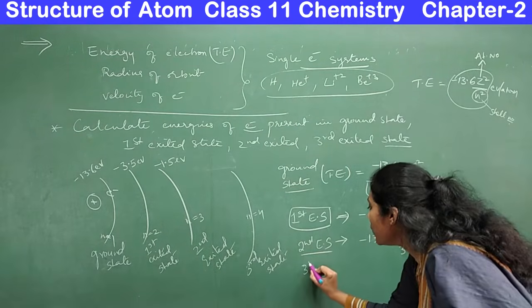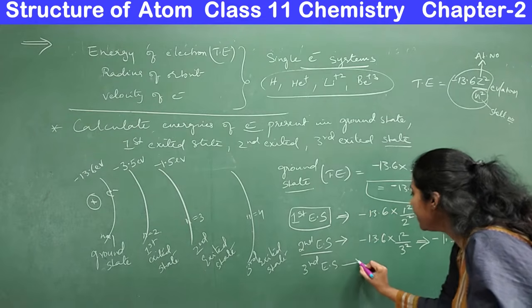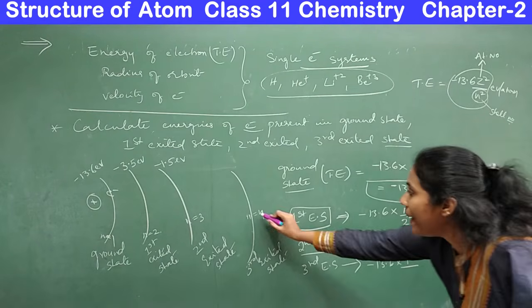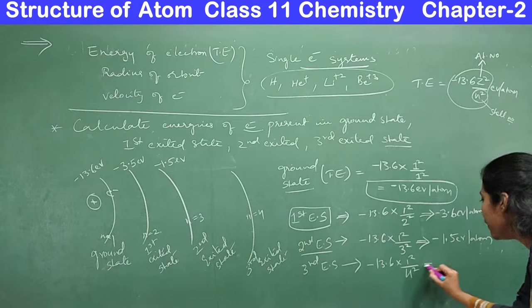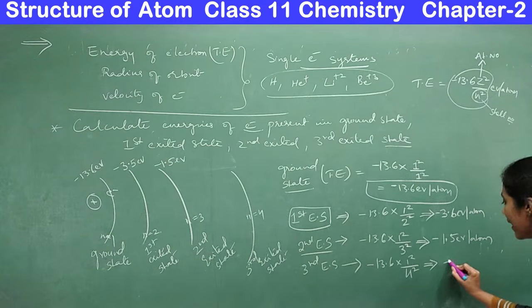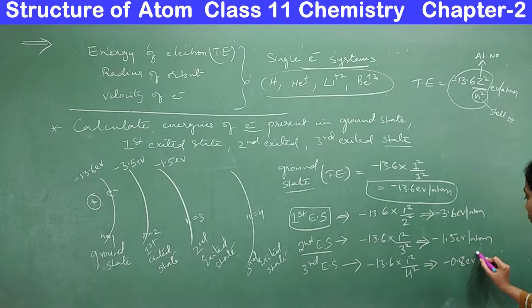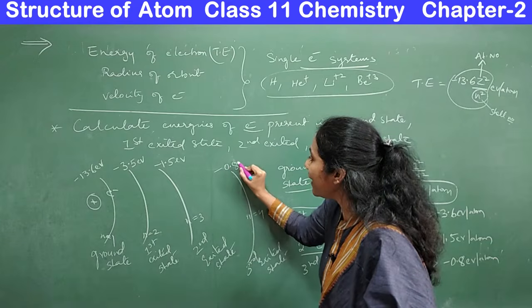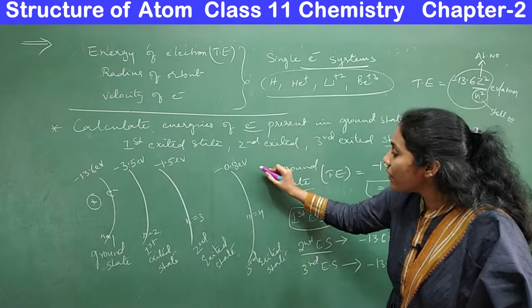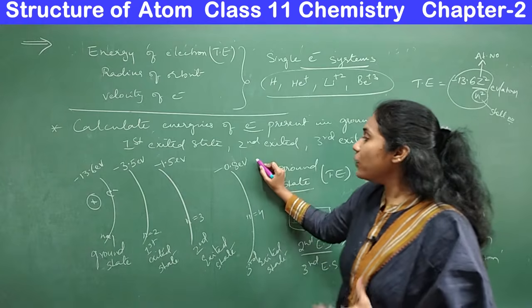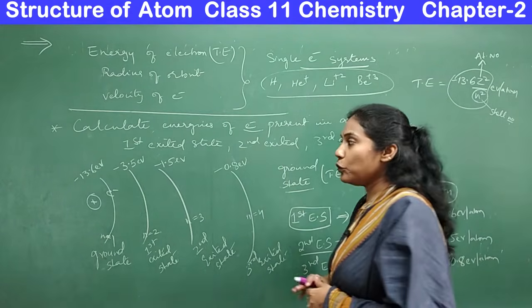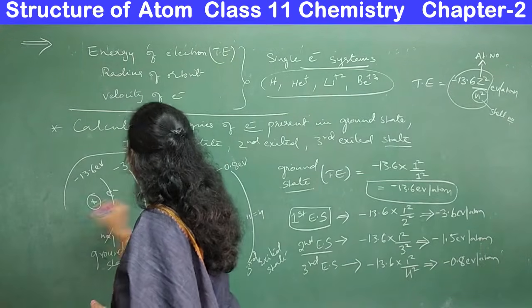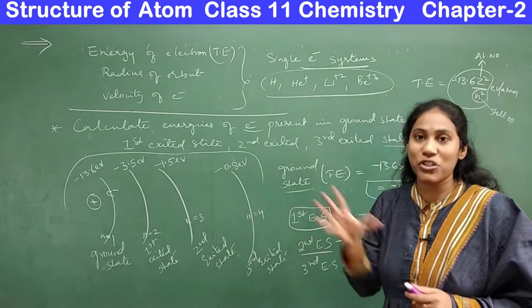Okay, likewise when you calculate for the third excited state, minus 13.6 into 1 square by N is equal to 4, that is 4 square if you do, you will get the answer minus 0.8 electron volt per atom. Right, so here what do I take? Minus 0.8 electron volt. Likewise, for N is equal to 5, when you calculate, you will get minus 0.5 electron volt.